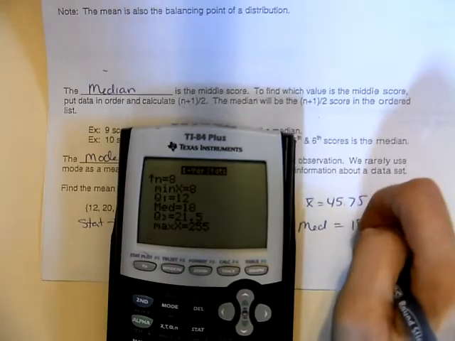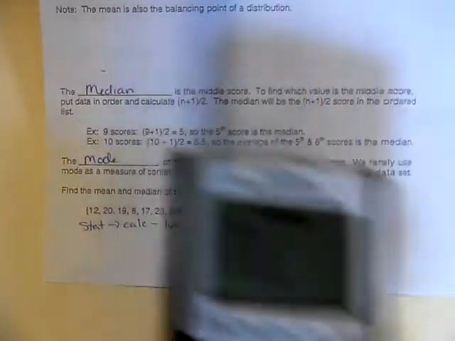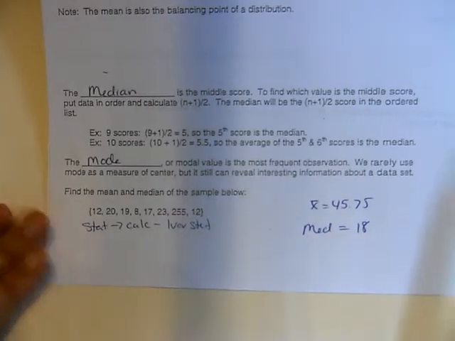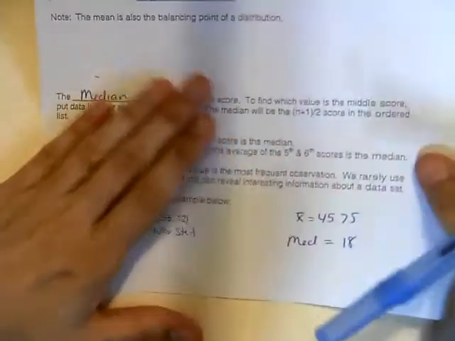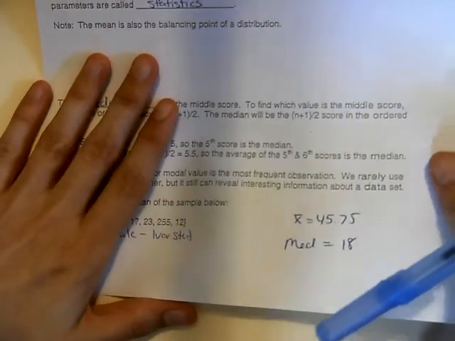But again, the median here is 18. So you don't necessarily have to do it by hand as long as you have your calculator. And every quiz and test in here is open calculator, so you're allowed to use your calculator on everything.